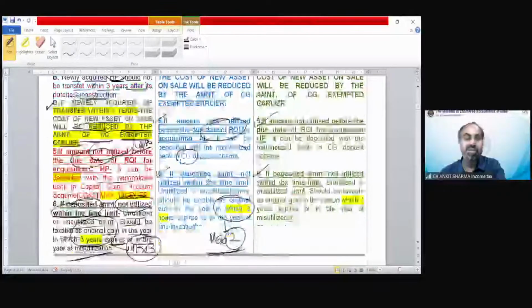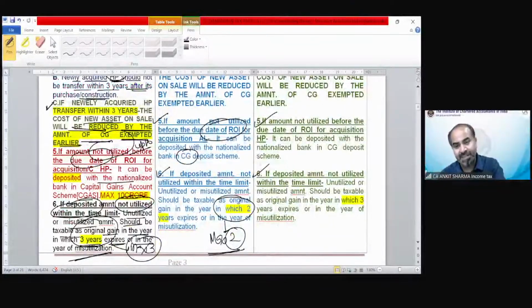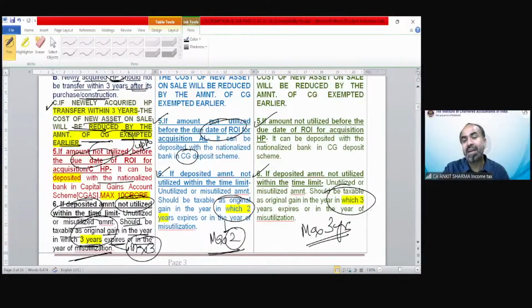If misutilized or unutilized, it would be taxable: misutilized in the year of misutilization, and unutilized after 3 years, because in this exemption the investment time is 3 years. So you can see, if you understand the concept of section 54, then the other exemptions would be really easy to understand, because almost the same provisions are copy pasted.